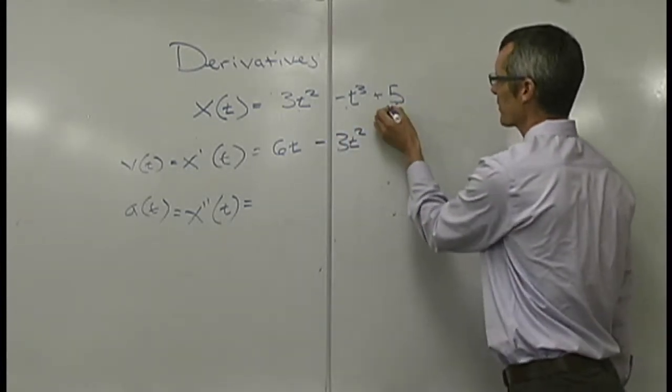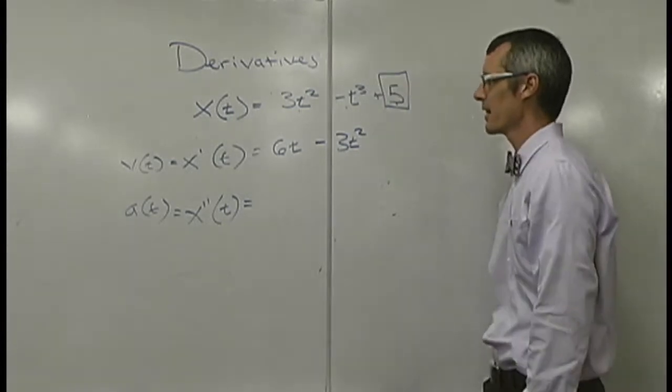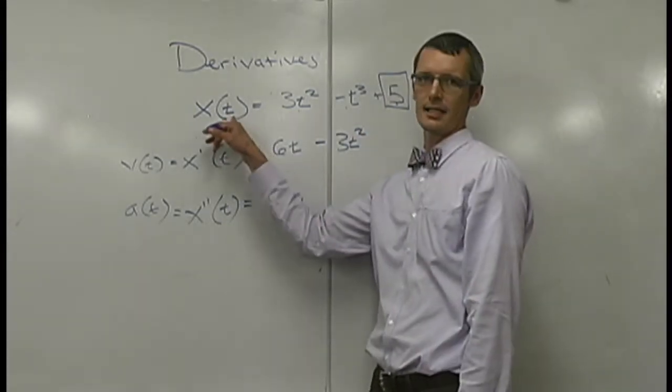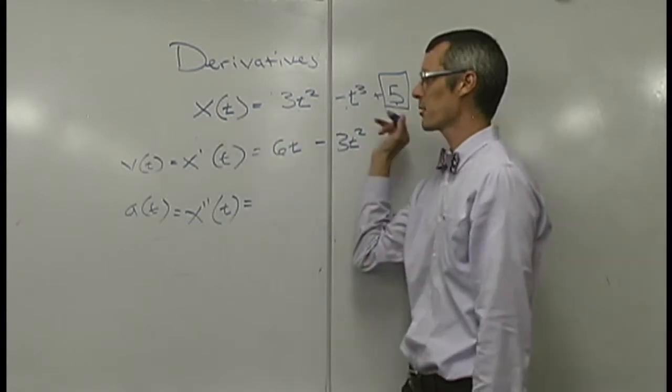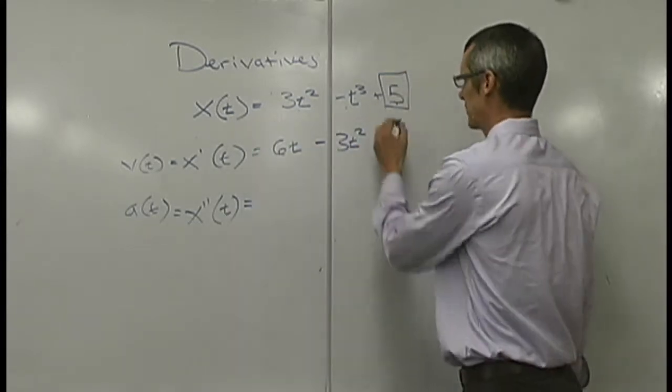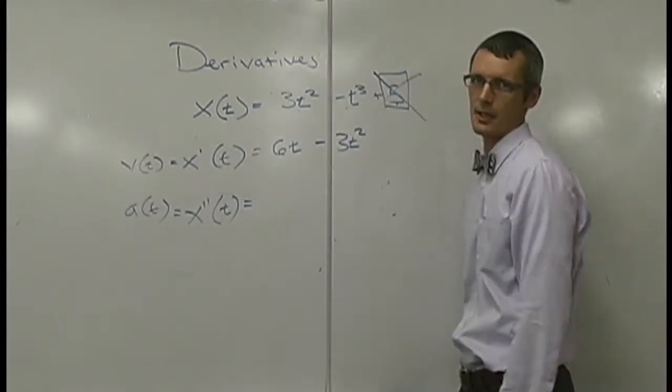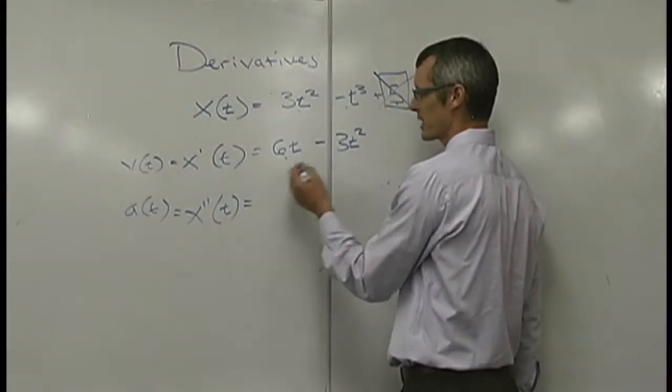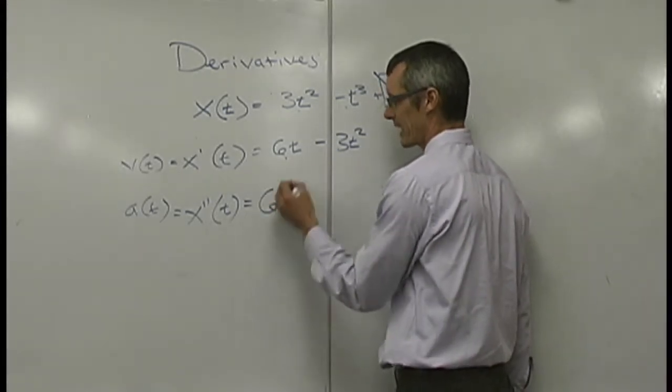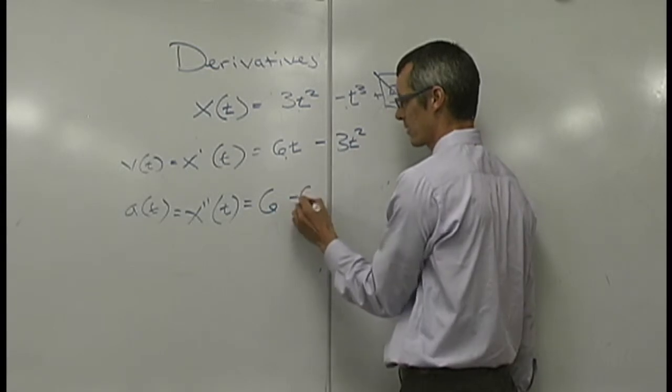Well, I don't have any t here whatsoever. Any sort of constant that does not get multiplied by t, which is the variable under which I'm deriving this, just goes away. I don't have to worry about it anymore. So this would be 6t minus 3t squared. If I take the next derivative, I get 6 minus 6t.